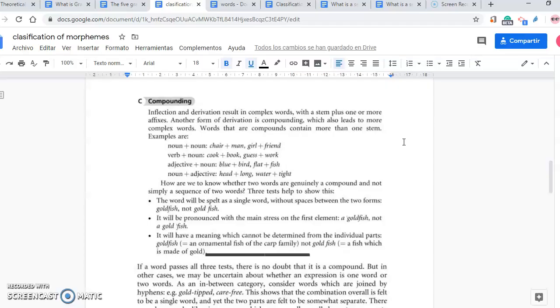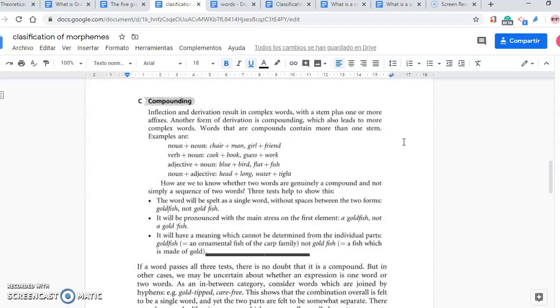The word will be spelt as a single word. This is one possibility. As a single word, what happened with living room, for example. Living room was two words. Now it has become only one, like goldfish, not two different words. It will be pronounced with one main stress. We don't say living room, we say living room. That is to say, it has only one stress, a stress pattern of only one stress.